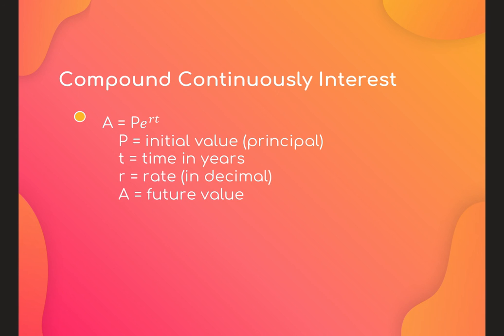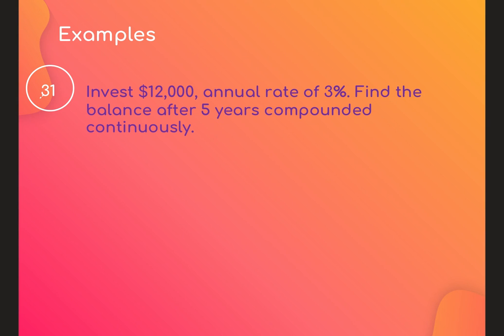So the difference again, and the wording on this would say compounding continuously. The other one would be a certain number of times a year. I call this PERT. That's how it's spelled. Helps me remember how to do it, okay? And they'll look like this. Invest $12,000 at an annual rate of 3%. Find the balance after 5 years compounded continuously. So as soon as you see continuously, that's your PERT, okay?